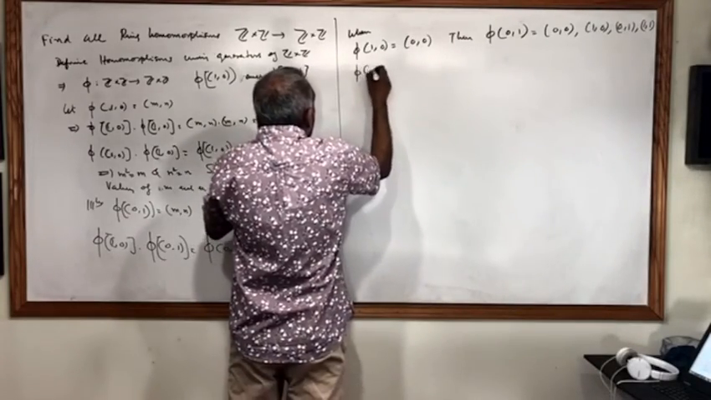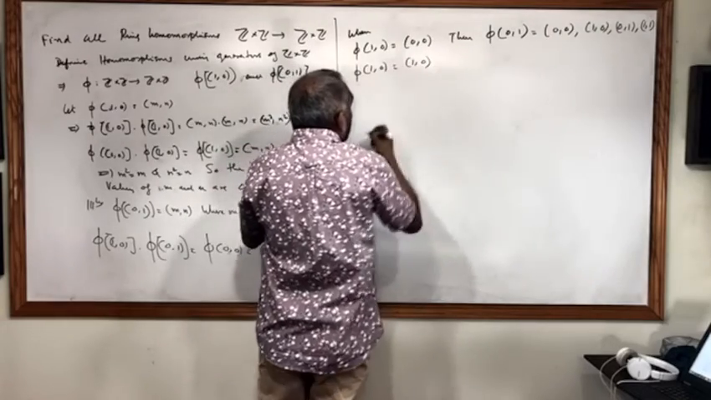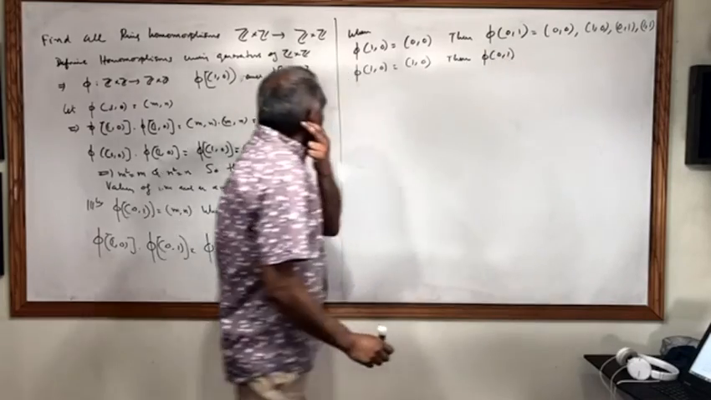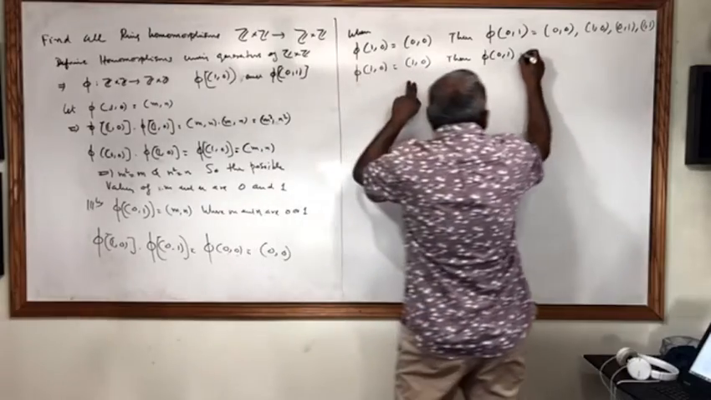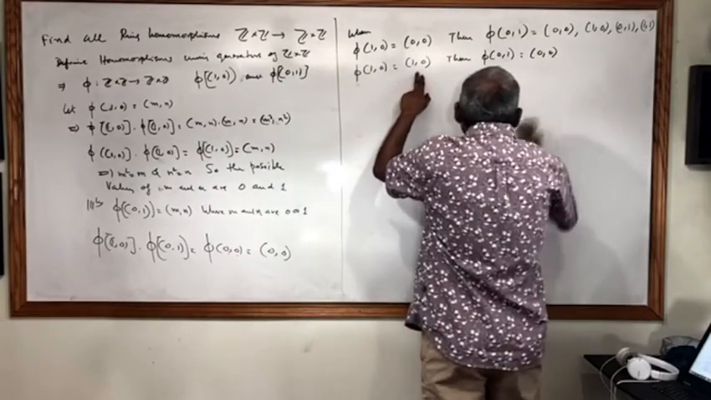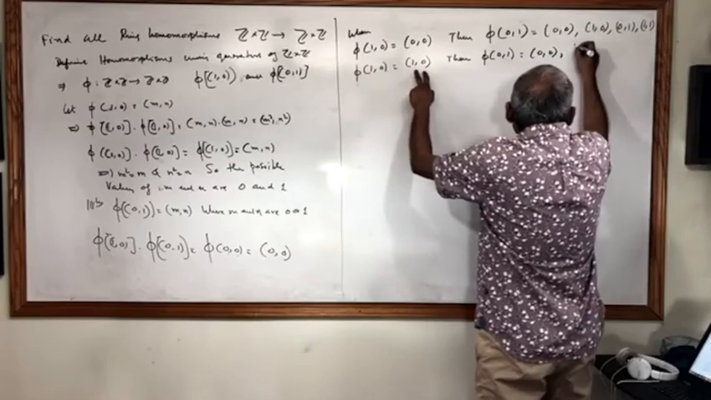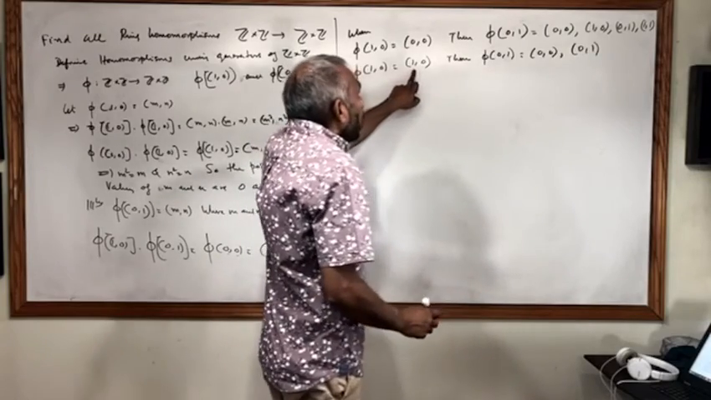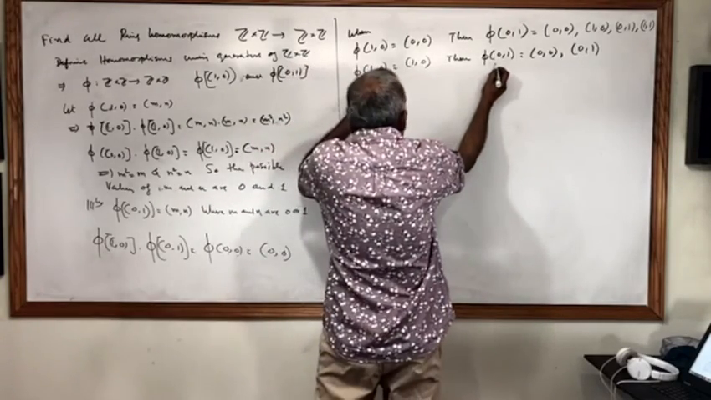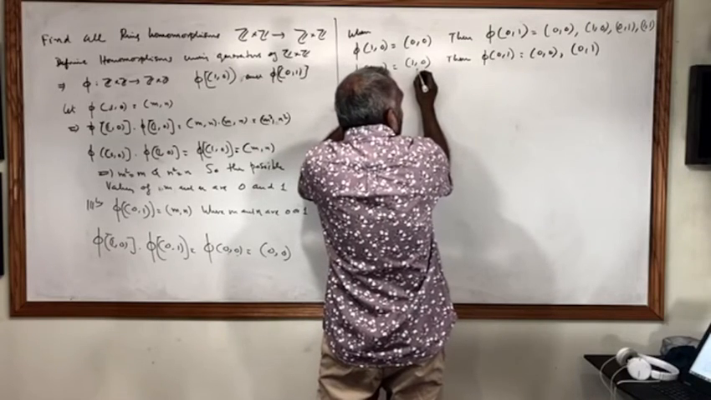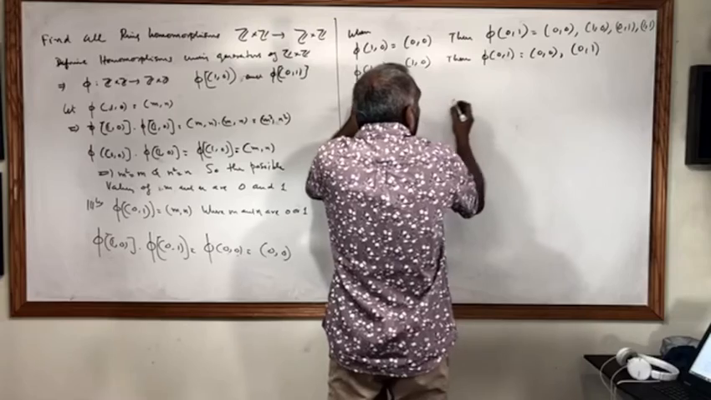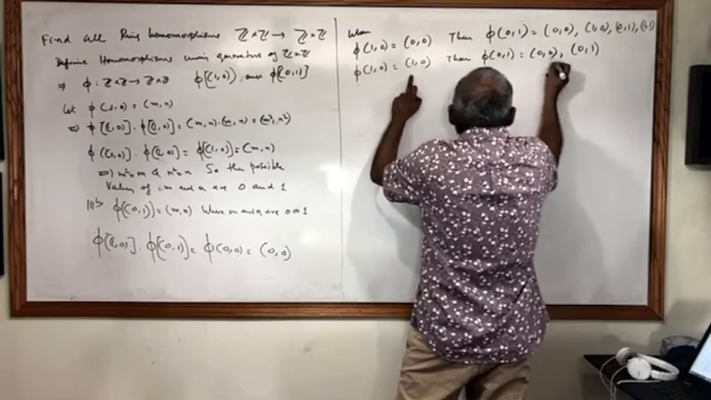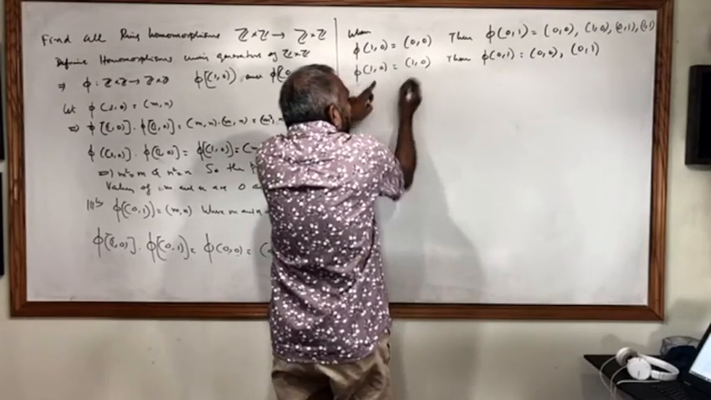But when phi of (1, 0) is equal to (1, 0), then phi of (0, 1) should be, one value is (0, 0), the other value will be (0, 1). That's all, because you cannot take (1, 1). If you take (1, 1), when you multiply this one, you will get a non-zero value, which is not the one which you want. And (0, 1) also is not possible. (1, 0) is also not possible. So these are the only two values when (1, 0) is mapped to (1, 0).